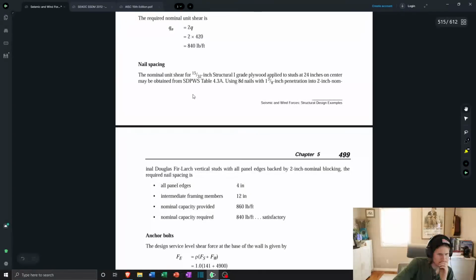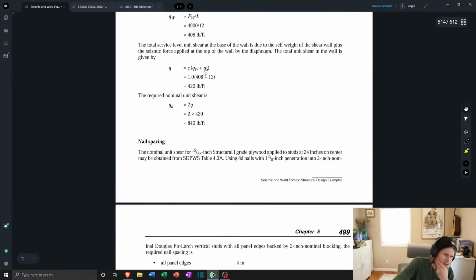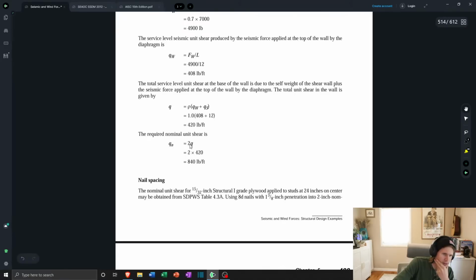Oh, that's interesting. It's kind of a weird way that they do it. I don't do that. They actually applied omega to their demand side, the required demand, and then just took the values from the tables per the NDS Special Design Provisions for Wind and Seismic, and just used them straight up. Instead of dividing these capacities by 2, they just multiplied their demand by 2. So, a little strange here. I don't do it that way, but obviously it gets the same answer.